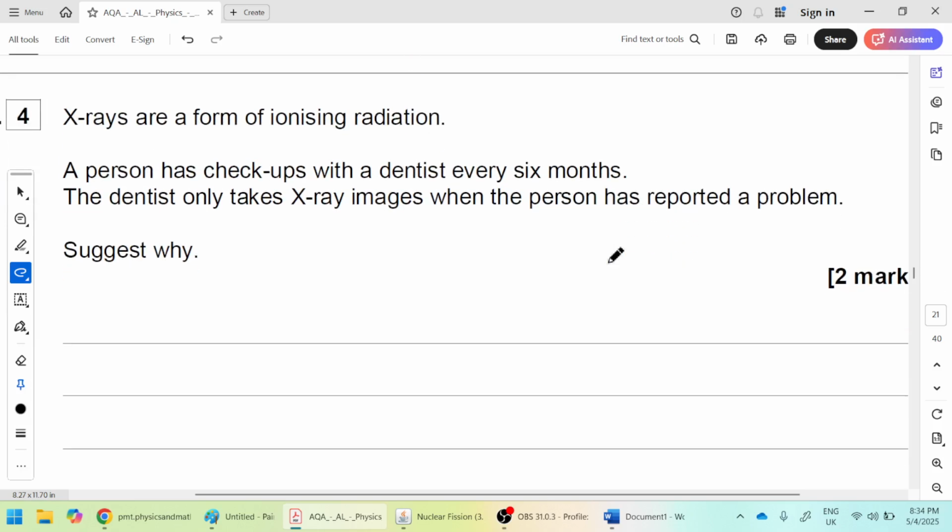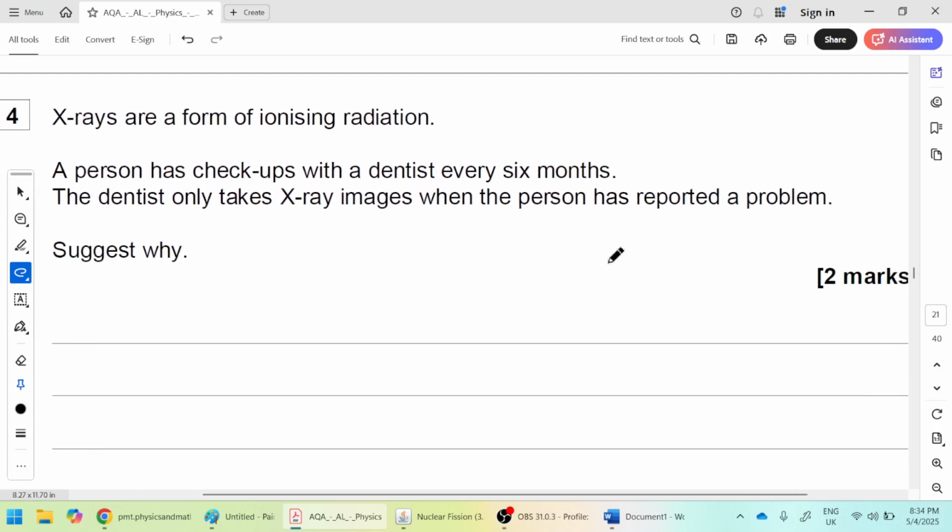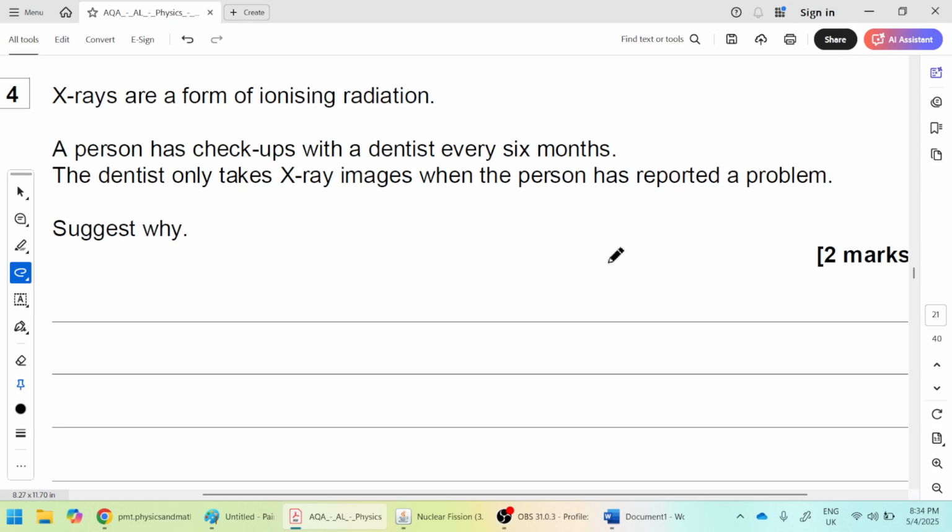X-rays are a form of ionizing radiation. Person has checkups with dentist every 6 months. Dentist takes X-ray images when the person has reported a problem. Suggest why. Maybe you can write some answer related to this, because the examiner has put ionizing radiation, right? Maybe you can say ionizing radiation causes cancer. Increases the risk of cancer. So it is not safe to do it periodically. It's not safe to do it every 6 months because that will increase the risk of cancer.